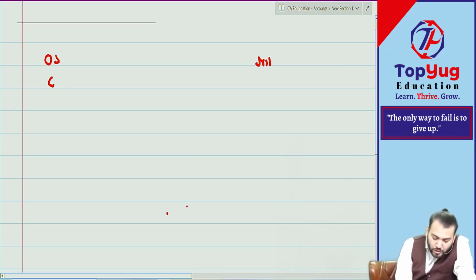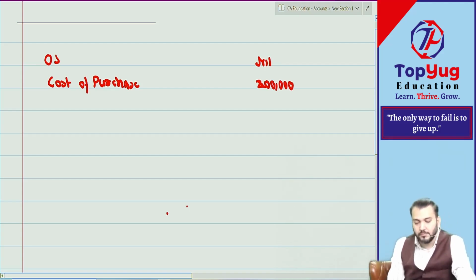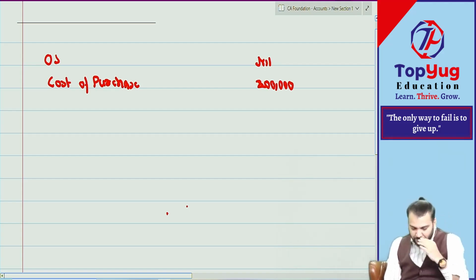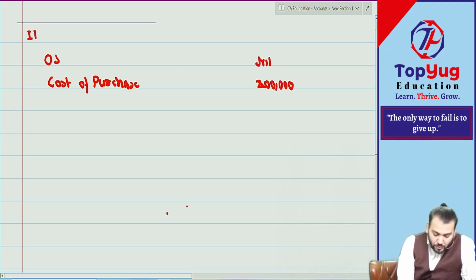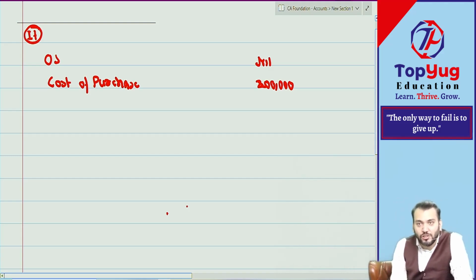Cost of purchase how much? Cost of purchase 2 lakh. So can I say opening stock plus cost of purchase means adjusted purchase. I have not yet deducted closing stock. If I deduct closing stock, then it will become adjusted purchase and then cost of goods sold also.